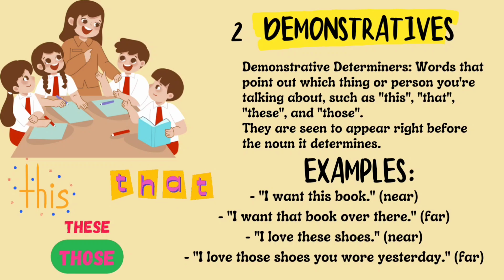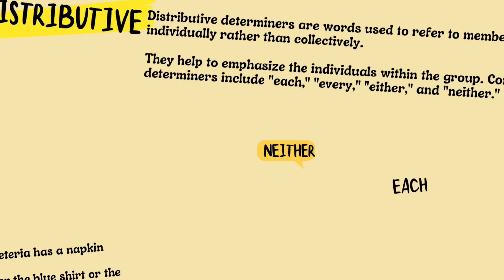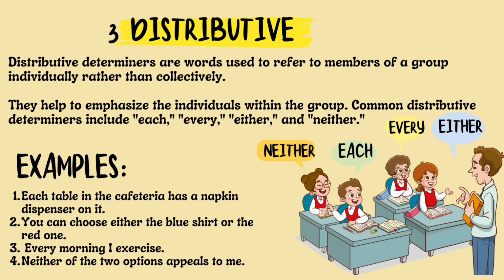Next is, I love these shoes. Next, I love those shoes you wore yesterday. So we use this, that, these, those in demonstrative. Next is distributive. Distributive determiners are words used to refer to members of a group individually rather than collectively. They help to emphasize the individuals within the group.